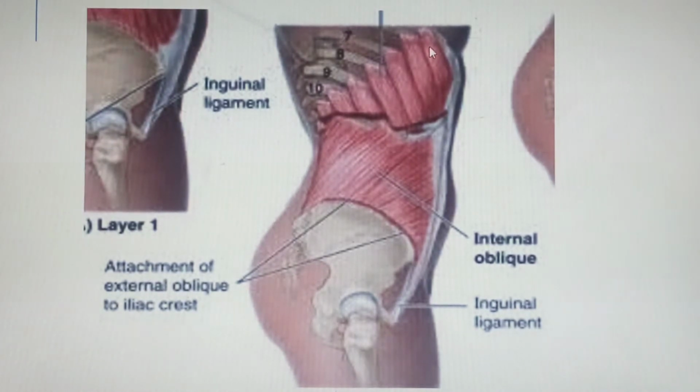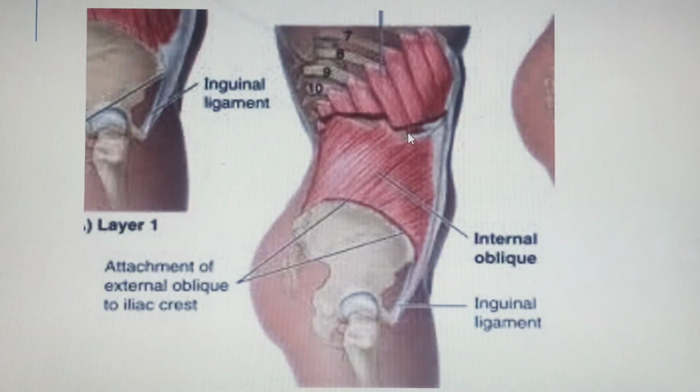External oblique originated from the external surfaces of rib 5 to rib 12. But for internal oblique, it will rather be inserting there. So external oblique originated, internal oblique, in an alternate manner, will insert to the lower aspects, the inferior borders of rib 10 to 12. Lower fibers of rib 10 to 12. That's how the internal oblique will be inserting.